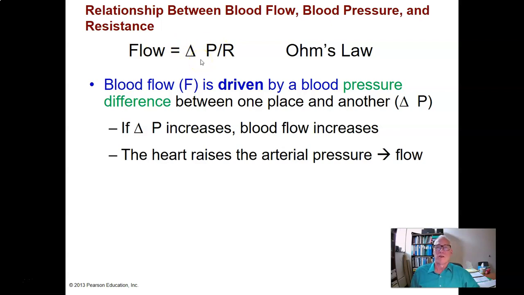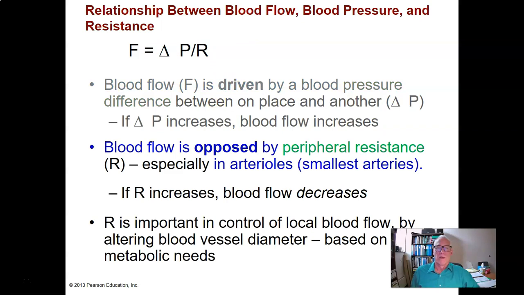Okay, so flow is driven by a pressure difference, we said. That's what the delta P means, a difference in pressure between two spots. The R stands for resistance. Blood flow is opposed by what's called the peripheral resistance. How hard is it for the blood to push its way through the vessels? There's friction in there, and the friction gives rise to this opposition, this peripheral resistance. It depends on the blood vessel diameter, as we'll see in a minute. The narrower the vessels, the harder it is to force the blood through, the higher the resistance. The greater the diameter, the lower the resistance.